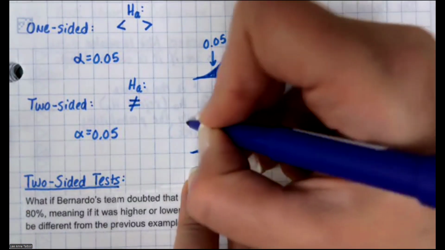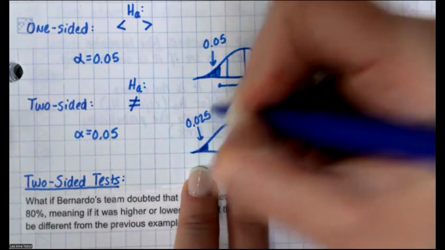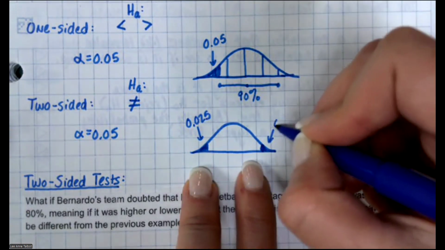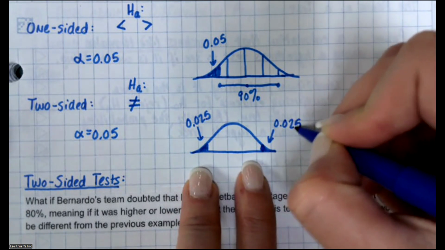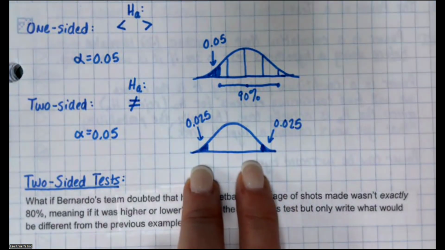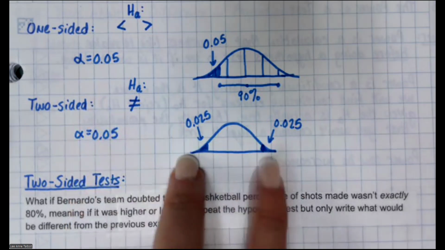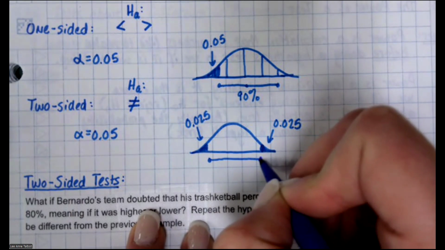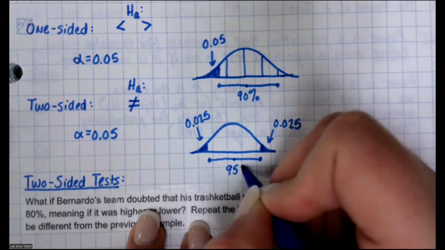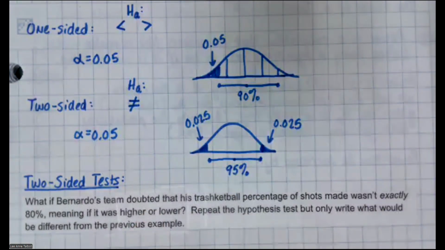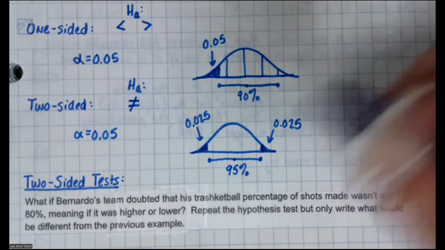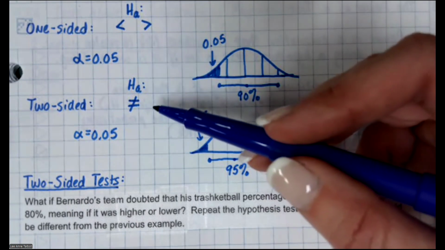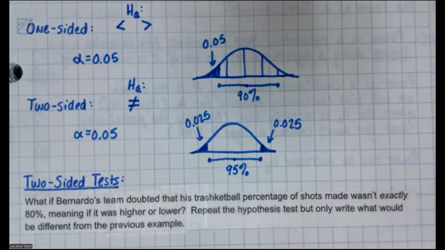So this would be 0.025 and this would be 0.025, because the problem doesn't say, is it less than or is it greater than? It's just saying, is it not equal? It could be either one, which means that instead that relates to 95% confidence. Where are you going to get this from? The wording of the problem.